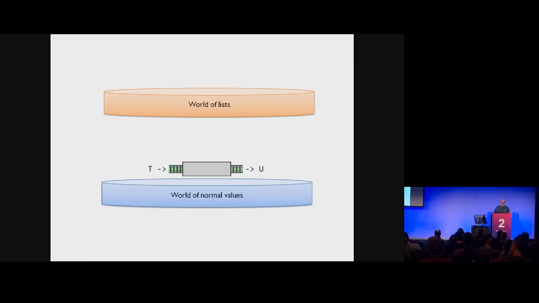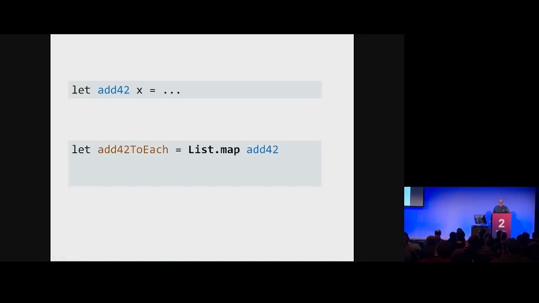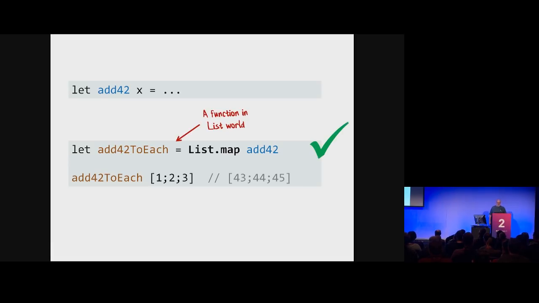So it takes a normal function down in normal world, you run list map, and it gives you a function up in list world. So if I want to define the add42 to each function, all I have to say is list map of the add42 function. Now I have a function that works on lists, and I didn't have to write any special code. So that's kind of cool. So you can see that list map is really, really useful.